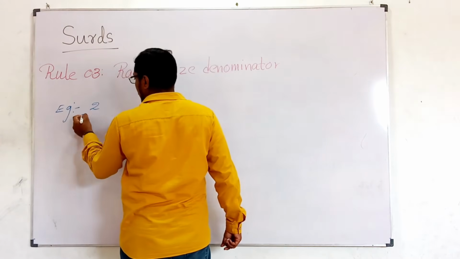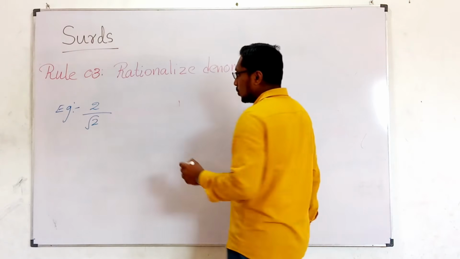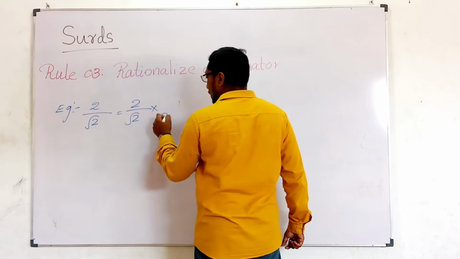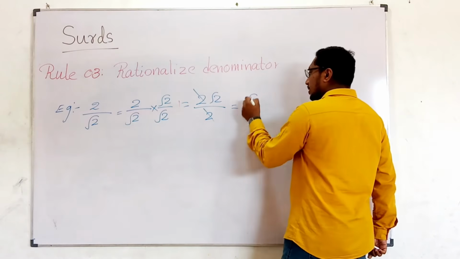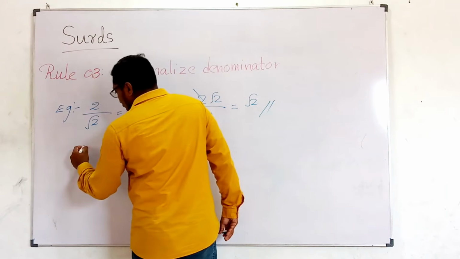2 over root 2. So we multiply by root 2 and root 2. So this becomes 2 root 2, and now the denominator is 2. So the 2s cancel. The final answer is square root 2.